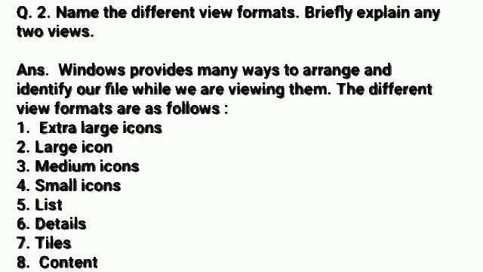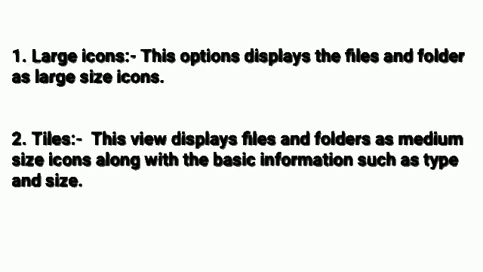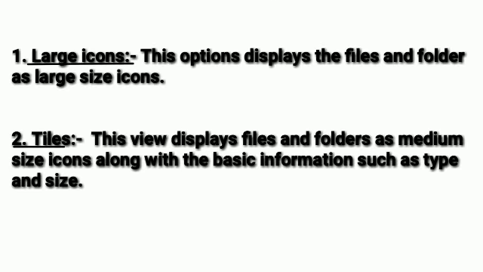So I have already shown you that these are the different kind of views using which we can view the files of the computer. Now we have to explain any two. So first explanation is large icons. This option displays the files and folders as large size icons. And second is styles. This view displays files and folders as medium size icons along with the basic information such as type and size.